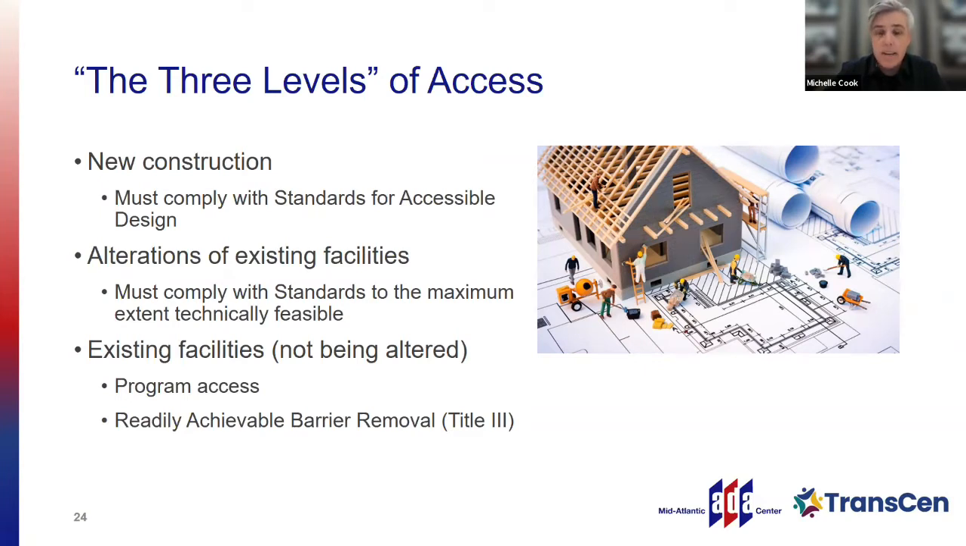Program access is the obligation, as is readily achievable barrier removal. That's a specific provision for Title III entities. And that's what we're talking about today. Those things that can be done with low cost or on a rolling basis. Every fiscal year, you plan for some new level of access to be integrated into the design of your facility until it is fully compliant with the standards. Next slide, slide 25.